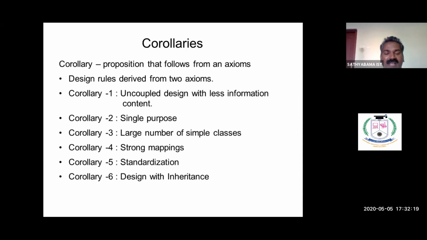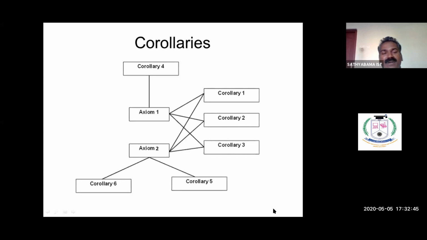The fourth one is a strong mapping between physical and logical data. The fifth one is standardization. A standard library can be used. We can use standard libraries, that is, the built-in libraries of the programming languages. The sixth one is design with inheritance, the coupling and cohesion of the superclass and subclass relationship. This is the overview of the corollaries and axioms and how they are built on these axioms.